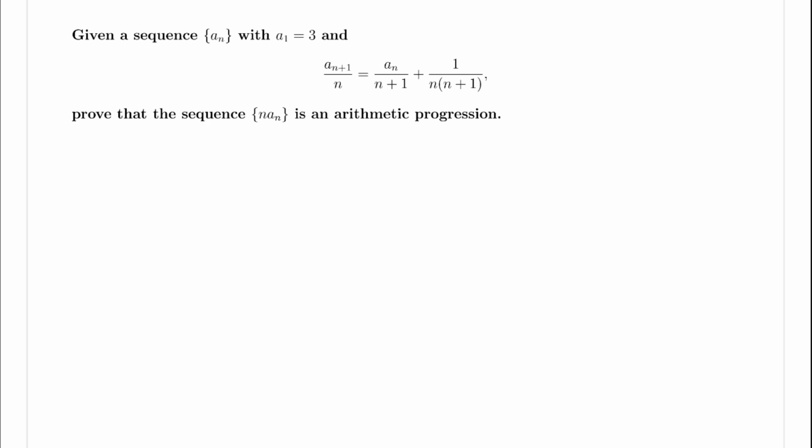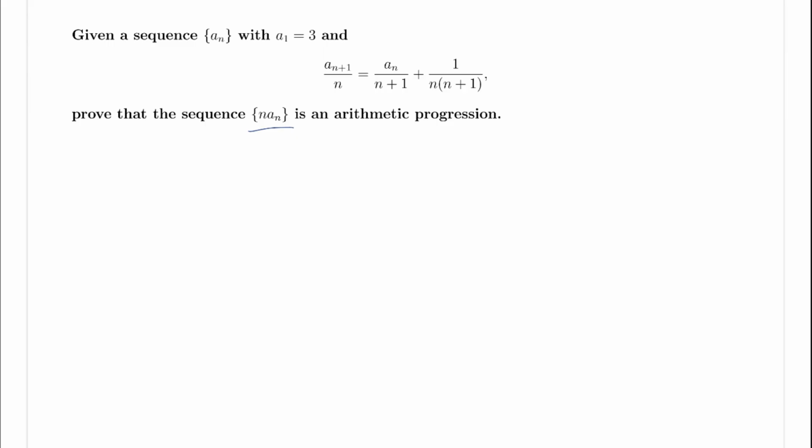Okay, everybody, welcome back. Today we're going to be taking a look at this problem. Given a sequence a sub n, with a sub 1 equals 3, and a sub n plus 1 over n equals a sub n over n plus 1 over n times the quantity n plus 1, we have to prove that the sequence n times a sub n is an arithmetic progression.